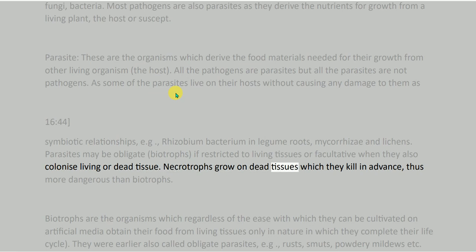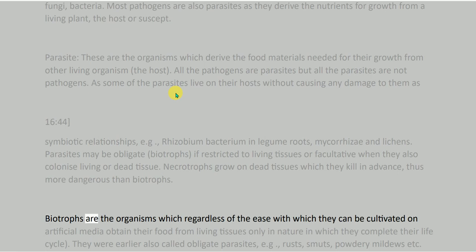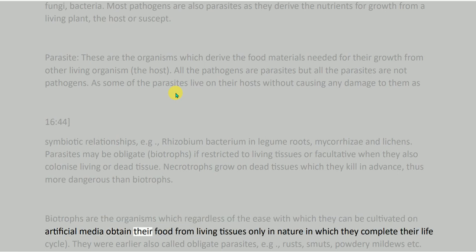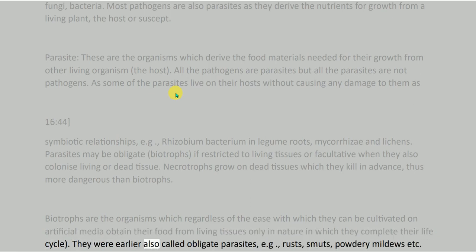Necrotrophs grow on dead tissues which they kill in advance, thus more dangerous than biotrophs. Biotrophs are the organisms which, regardless of the ease with which they can be cultivated on artificial media, obtain their food from living tissues only in nature in which they complete their life cycle. They were earlier also called obligate parasites, e.g., rusts, smuts, powdery mildews, etc.